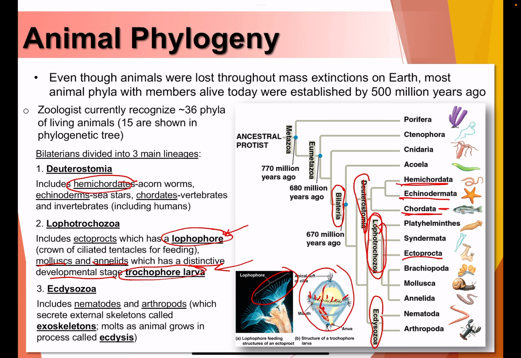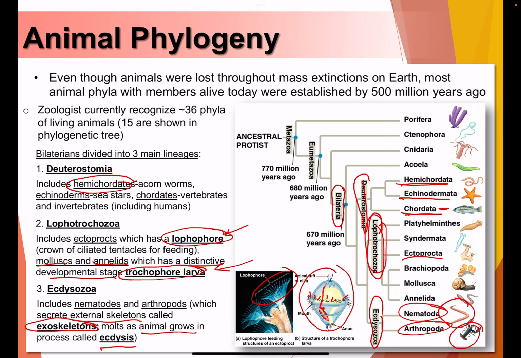The third lineage is the Ecdysozoa, which includes your nematodes and your arthropods. Nematodes are worms like this, and arthropods, or Arthropoda, include lobsters, crustaceans, insects, etc. Both of these groups secrete external skeletons called exoskeletons, and they have to molt in order to grow, because that is a very hard shell on the outside. In order for them to grow bigger, they have to shed off that exterior layer and allow the new layer from within to be revealed. That molting process is called ecdysis.